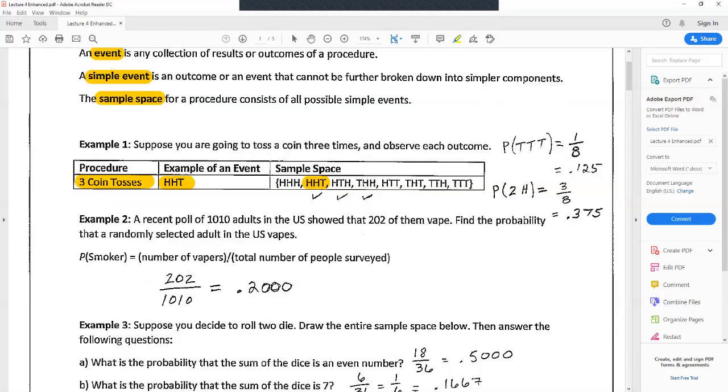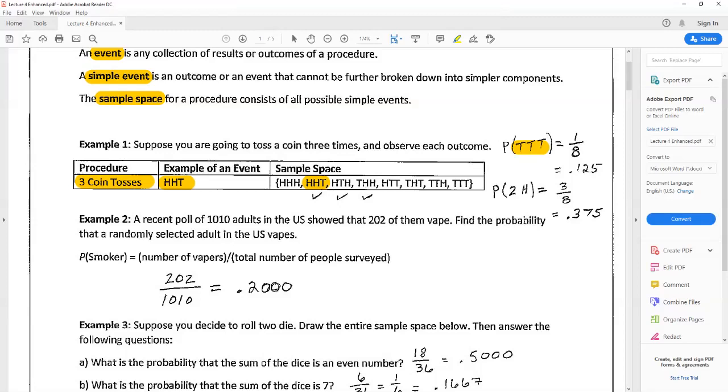And just to get some practice with probability with sample spaces, what would be the probability of rolling 3 tails? Well, if you look at the 3 T's inside the sample space, that is only one event, one particular event out of a possible 8. So the probability of flipping 3 tails in a row would be 1 out of 8, or 0.125.